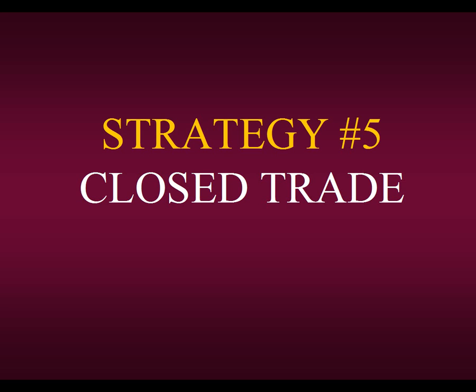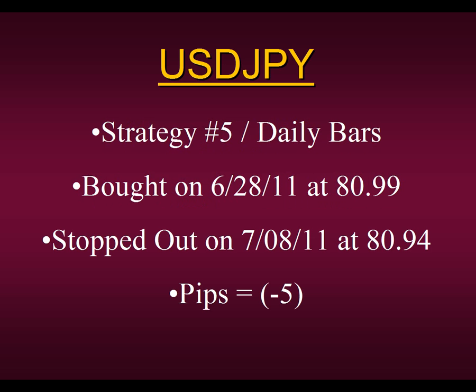Now, this was our closed out trade for this week that we had been in for about a couple of weeks. This was in the dollar yen. We went long basically on the 28th, almost a couple of weeks ago, at 80.99. Guess what? We got stopped out today, Friday, at 80.94. We lost 5 pips on the trade. So we basically broke even.